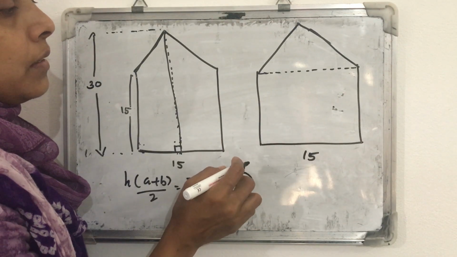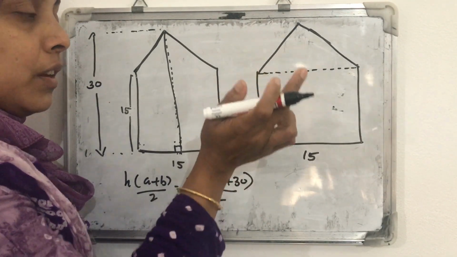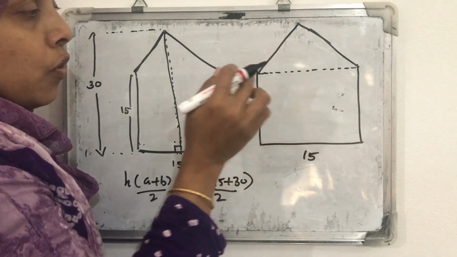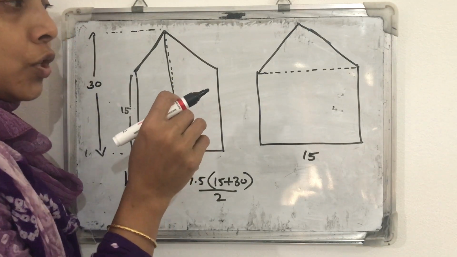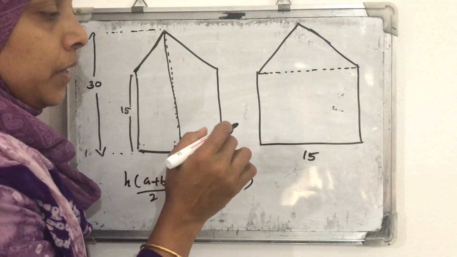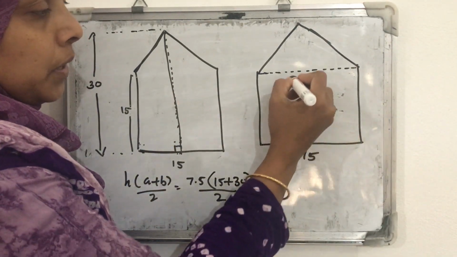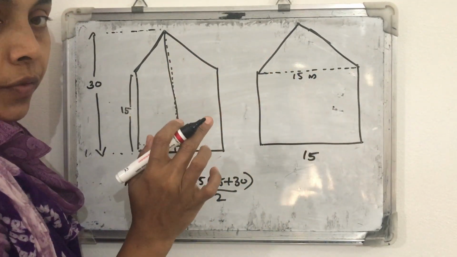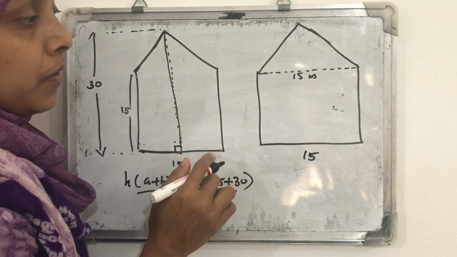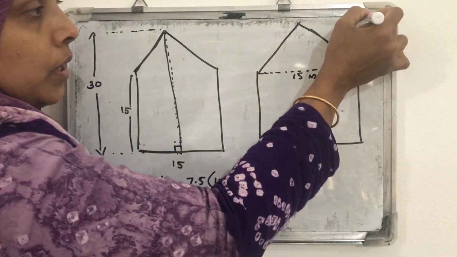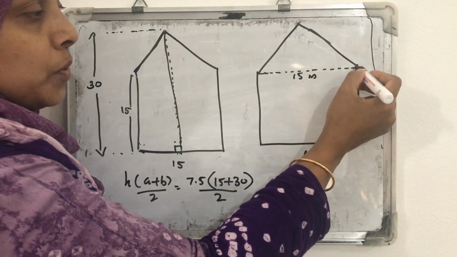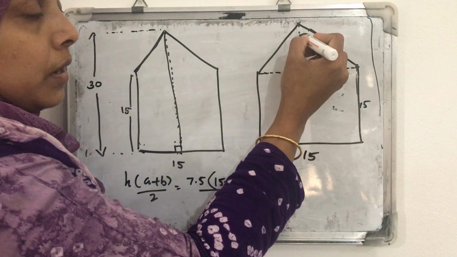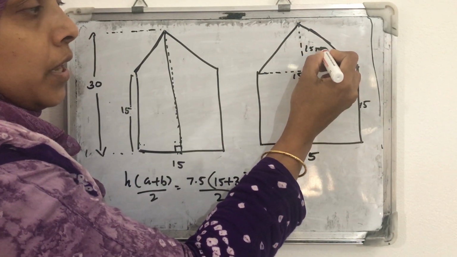Now the second student divides the same pentagon in this way, into one triangle and one square. For this, first we find the area of the triangle, then the area of the square, then add both. For finding the area of a triangle, we want to know its base and height. The base is 15 meter, this length also 15 meter, and this also 15 meter. Now what will the height be? The total distance from here to here is given as 30, and this much will be 15, because it is a square, so this length is 15. What is remaining? 15. So this height will be 15.